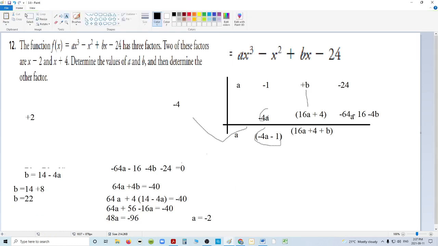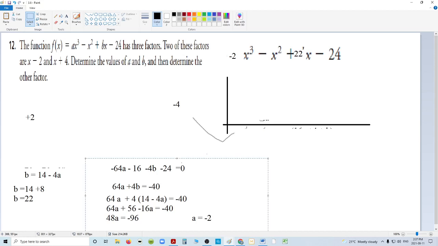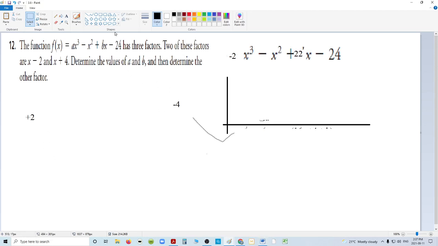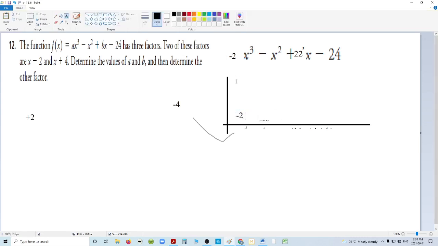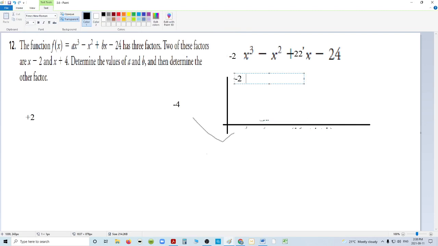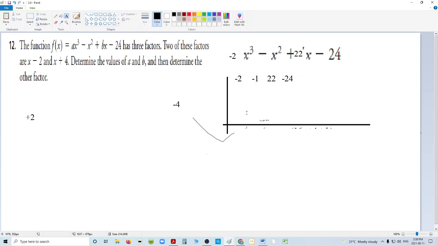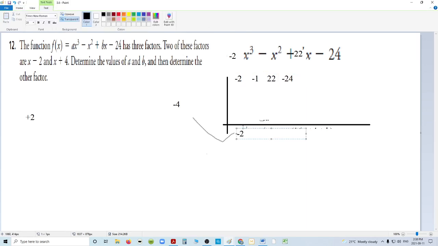If I go back and I say, okay, my a is minus 2 and my b is 22, I should get the same things. Both of these should be roots. So if I bring down the exponents here, minus 2, minus 1, 22, minus 24, and I just do it, I should get a remainder of 0.